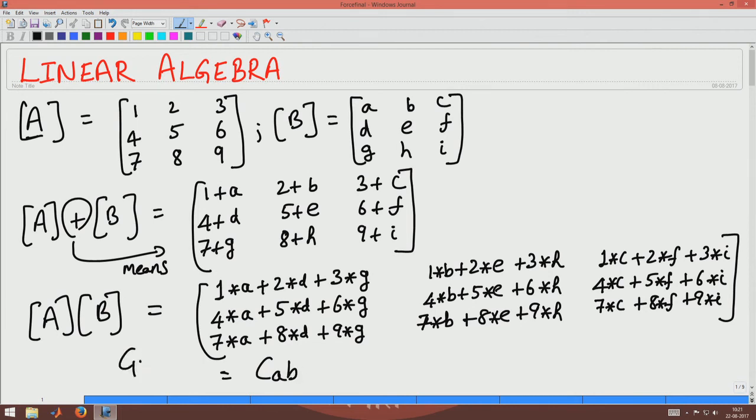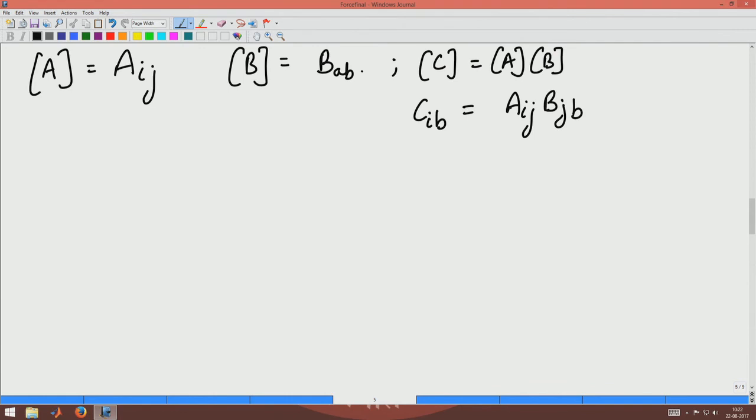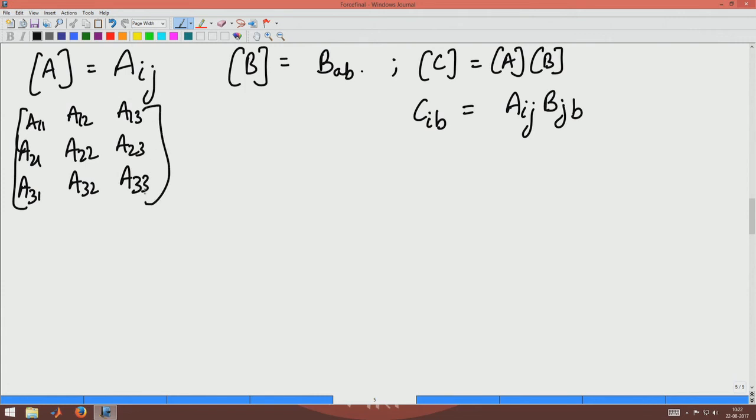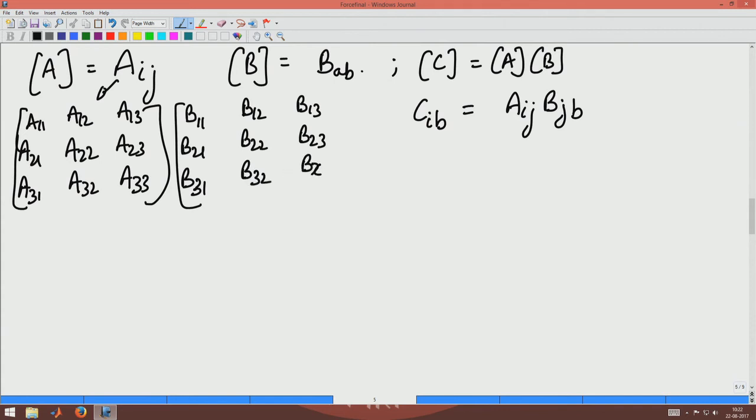So, C_11 corresponds to this term, right? That is, we are multiplying the column indexes of A with the row index of B. So, let us go back and check whether we are getting the same thing for this matrix. Let us do it the long way. A would be written as A11, A12, A13, A21, A22, A23, A31, A32, A33. This is what this means. Similarly, B would be B11, B12, B13, B21, B22, B23, B31, B32, B33.